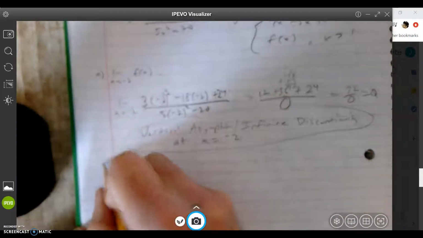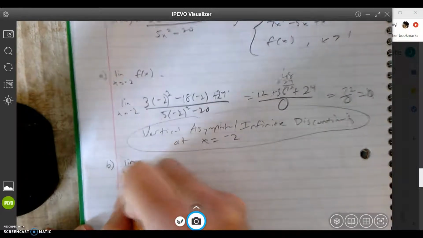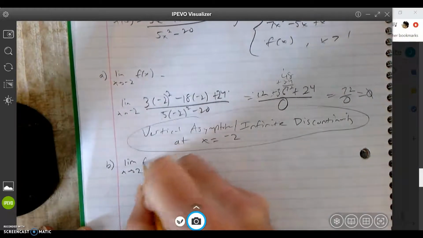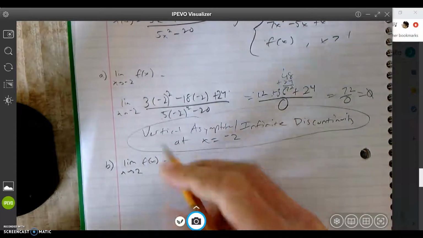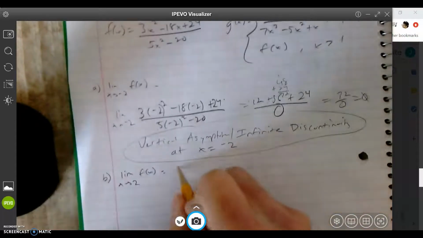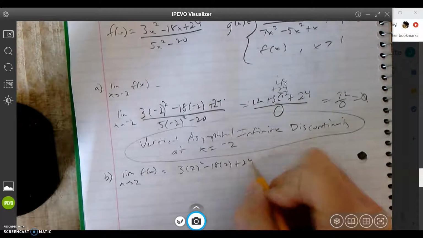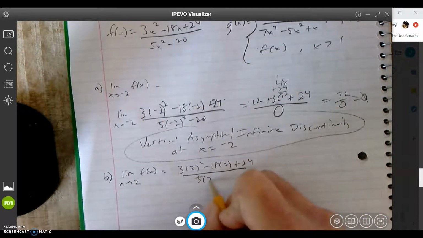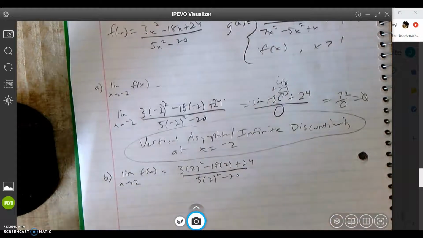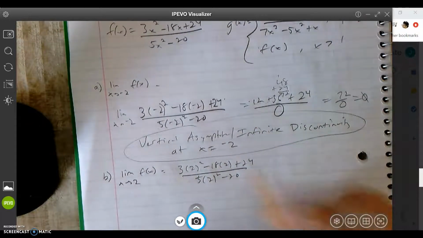Part B, we will find the limit as x approaches 2 of f of x. So I'm going to plug the same thing into 2. So it's going to be 3 times 2 squared minus 18 times 2 plus 24 over 5 times 2 squared minus 20. Cool.